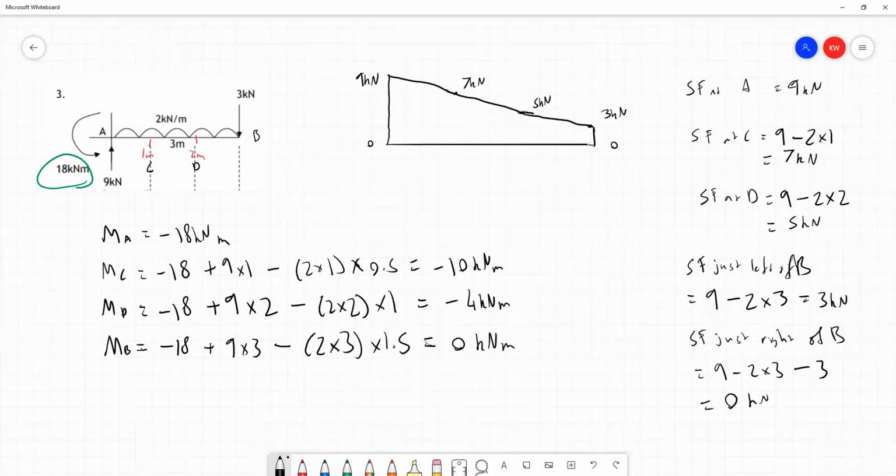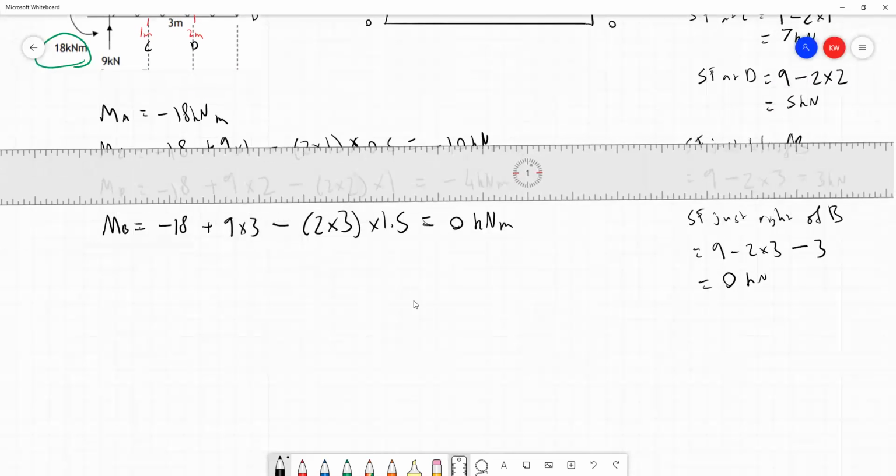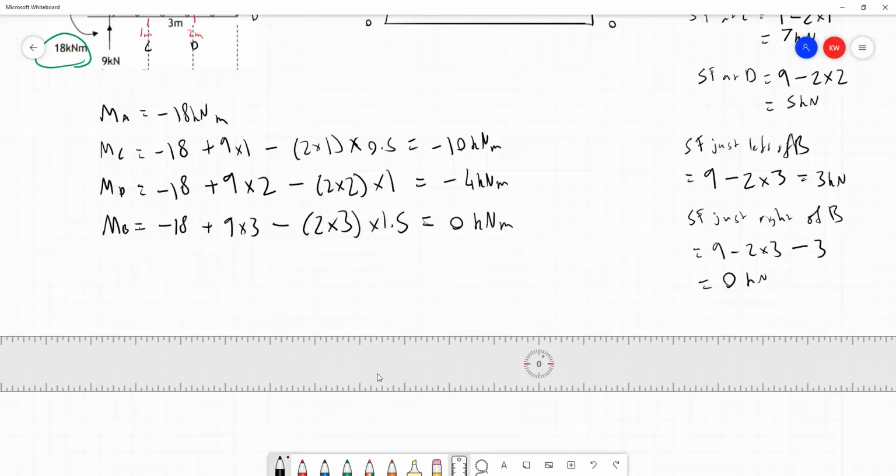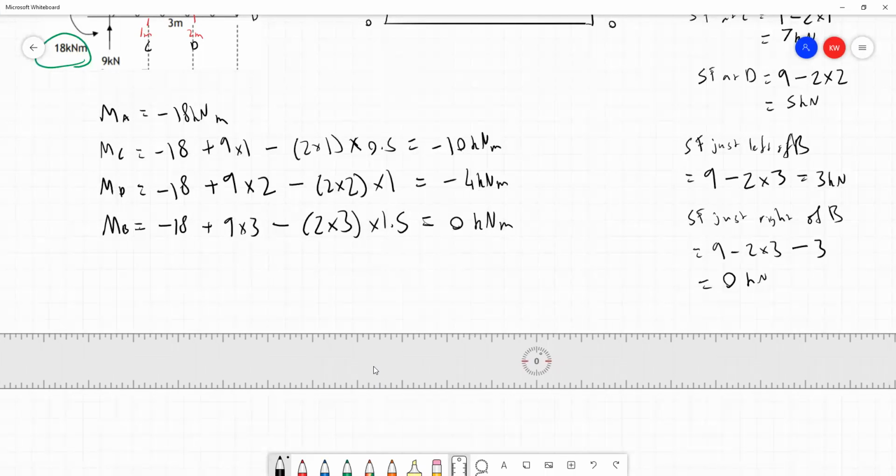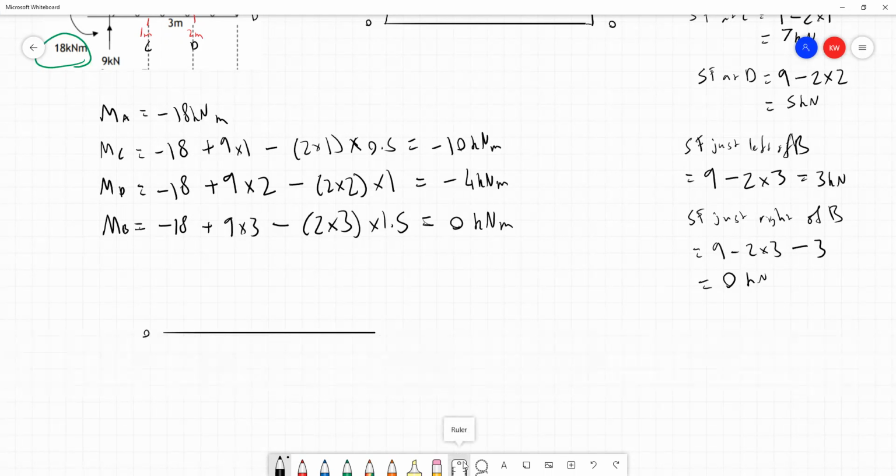So the last part we'd have to do in this example is to plot this on the bending moment diagram. Once again, I'll draw a line representing the beam and 0 bending moment. And we plot all of these points, starting from the left. Now, if we remember the convention, when we have negative bending moment, we plot it above the line. So rather than plotting it below the line, we start off up here, negative 18 kilonewton meters above the line.